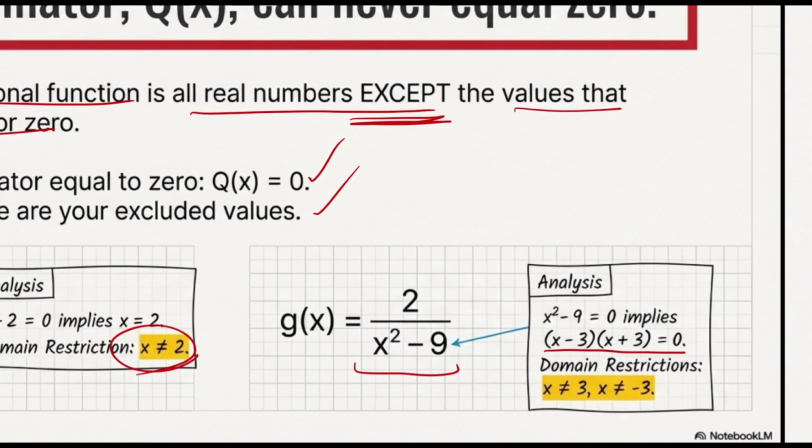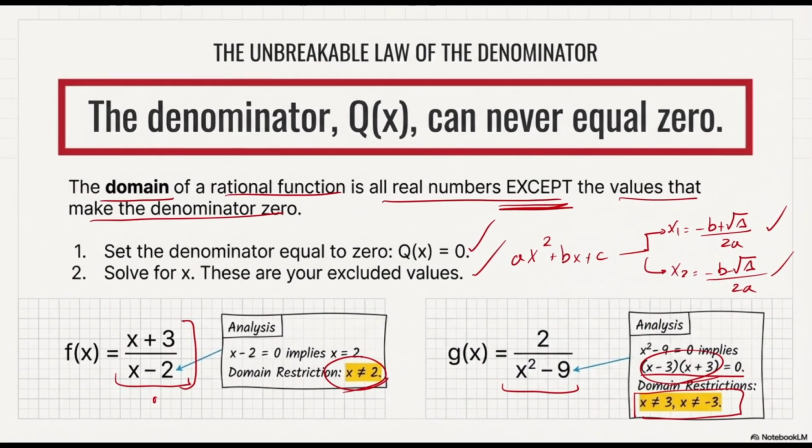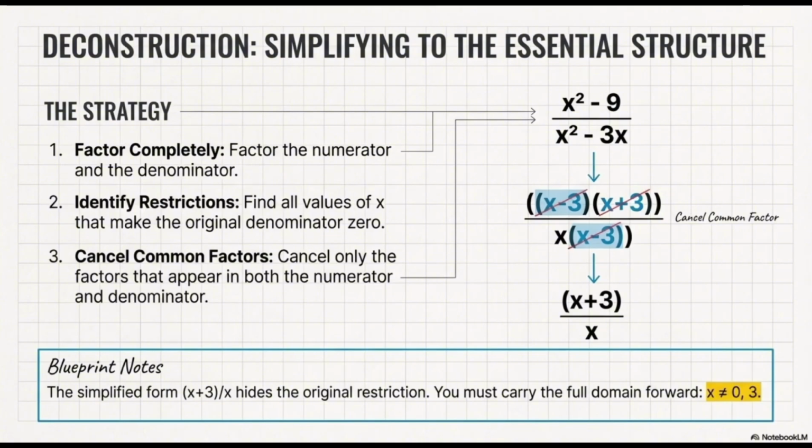Or for some of you, if you are very familiar with x² + bx + c, you know that x1 is negative b plus square root of delta over 2a, and x2 is negative b subtracted by square root of delta over 2a. By finding these two numbers or these two roots, I can write it down like this. It means that 3 and negative 3 are going to be my answer. So I have to make sure at the end of the day, I should not consider these two as my final value, which is going to cause us some problem.